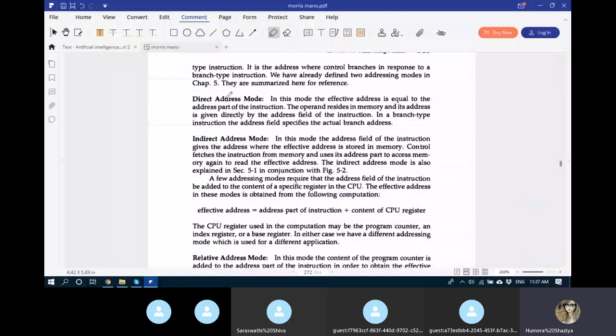Direct address mode, if you remember: this is our instruction. In an instruction, you have the address, for instance, A. And suppose this is a memory, and memory has A. So here you will find your operand 4. This is direct address mode.